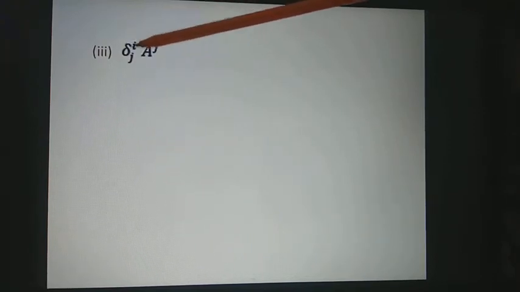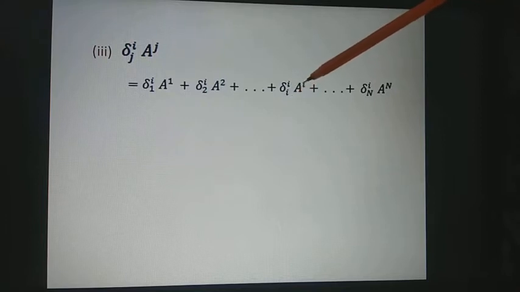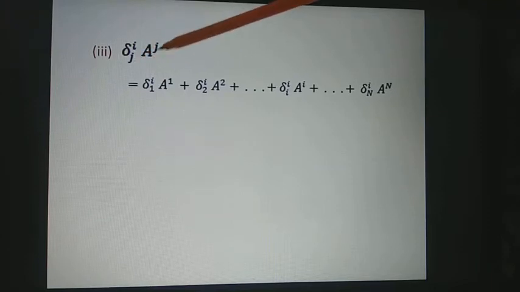Now consider delta ij aj. Here j is repeated. So again by Einstein summation convention the sum is taken over j, and if the values of j are from 1 to n, then this quantity means the sum taken over j from 1 to n of delta ij aj. So we have delta i1 a1 plus delta i2 a2 plus and so on, delta ii ai, plus delta in an, taking j equals 1 to n.